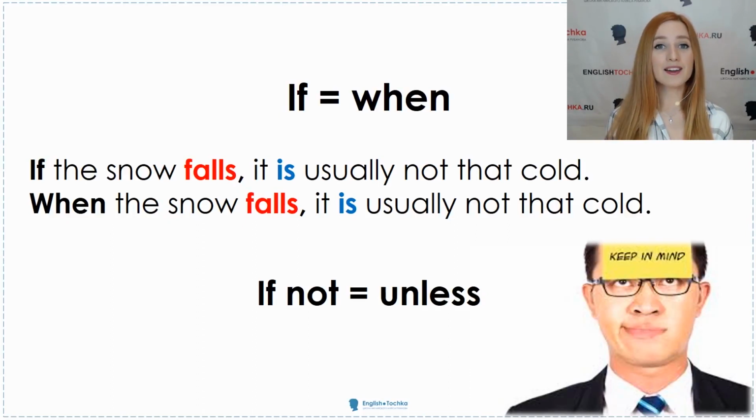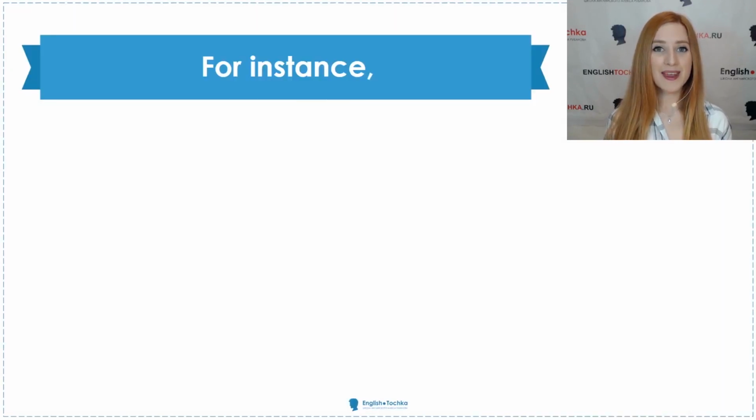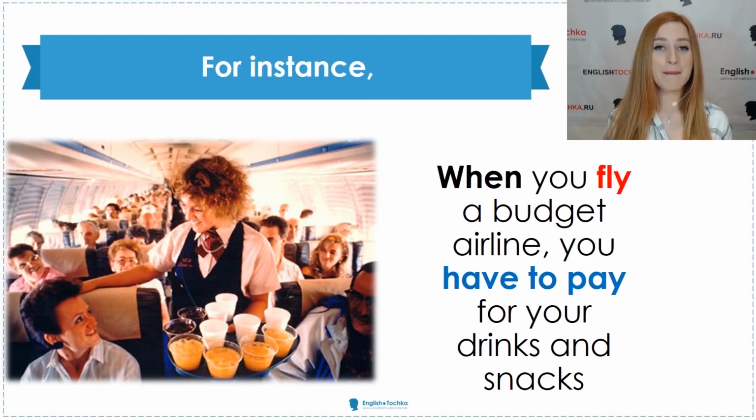Also, we may use unless. Unless means if not. For instance, the plants die unless you water them. So you should water the plants. Yeah. The plants die unless we do something else. For instance, when you fly a budget airline, you have to pay for your drinks and snacks. When you fly, and if you fly a budget airline, you have to do something else. You have to pay for your drinks, like a natural consequence.